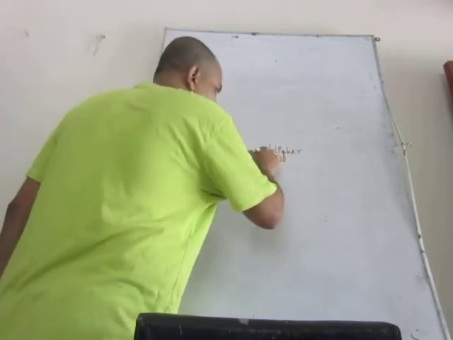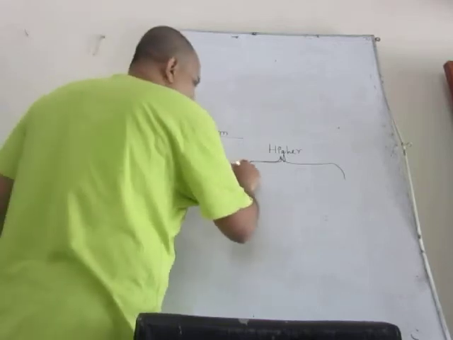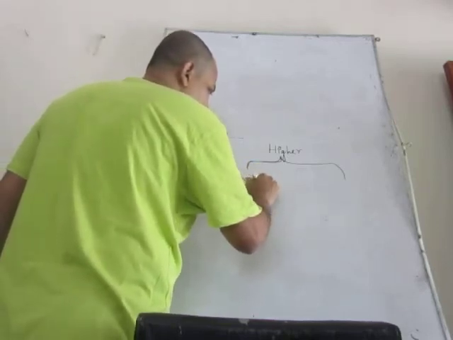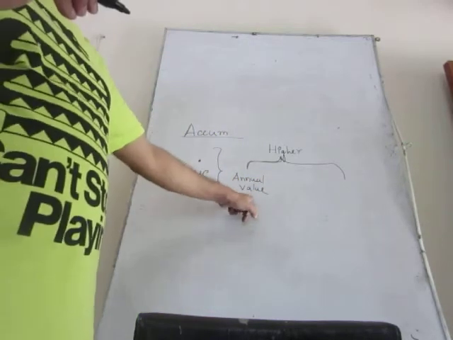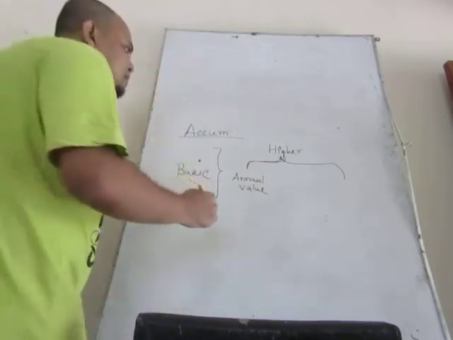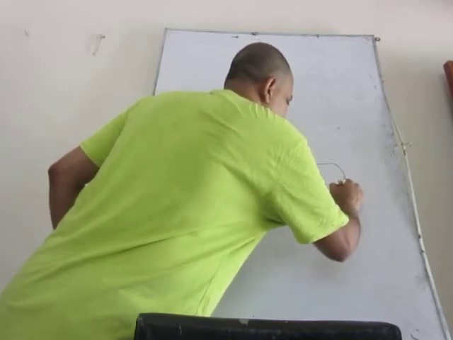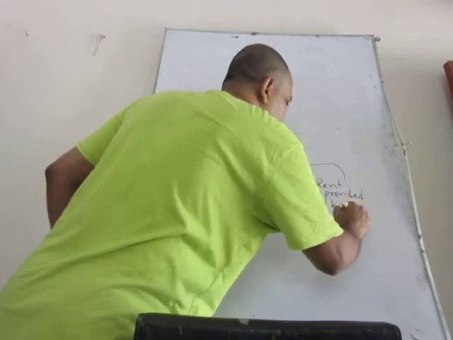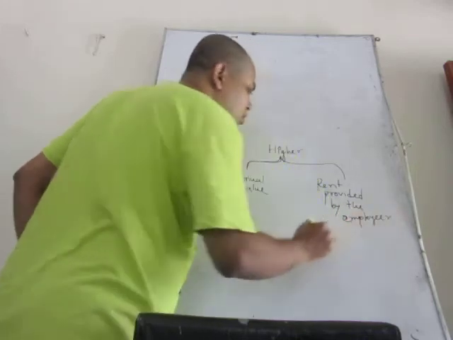between these two. One is annual value. Annual value will be provided. Annual value of the accommodation will always be provided. And another is rent provided by the employer on behalf of the employee.